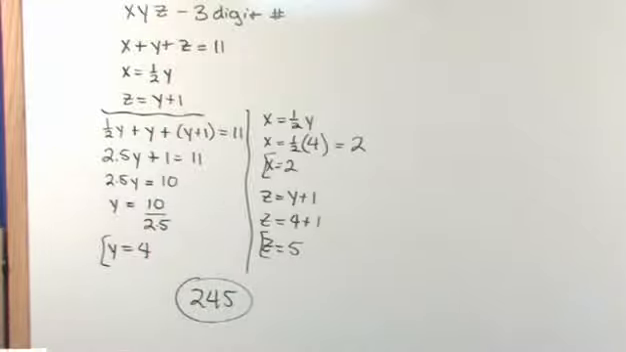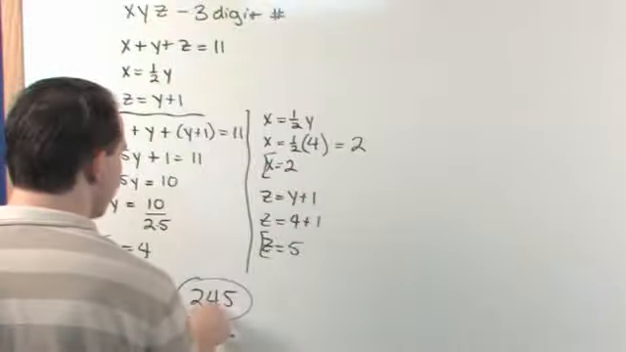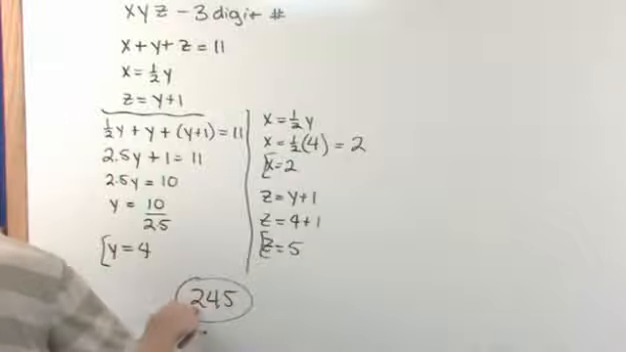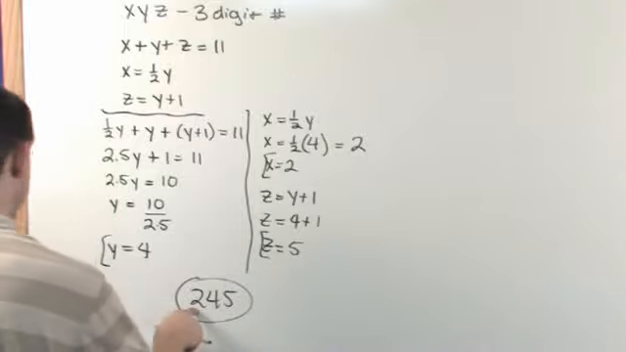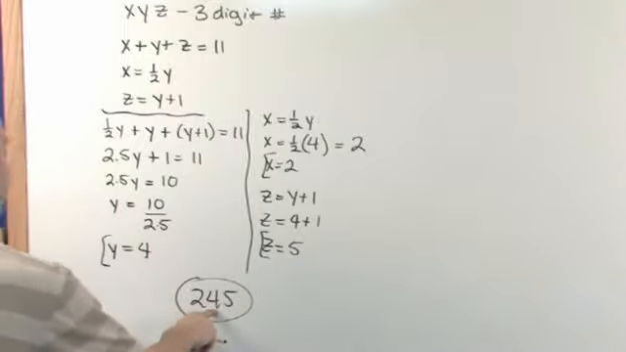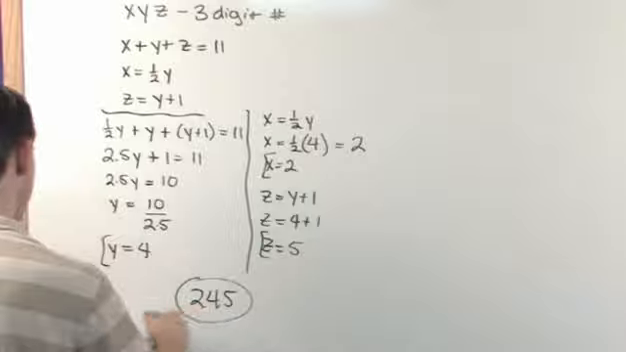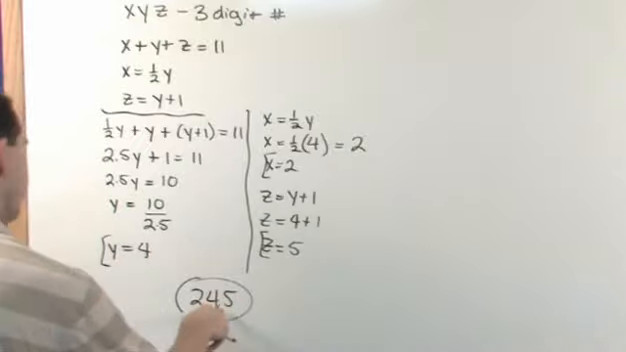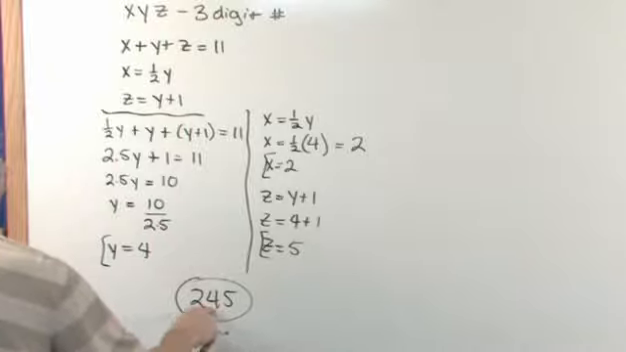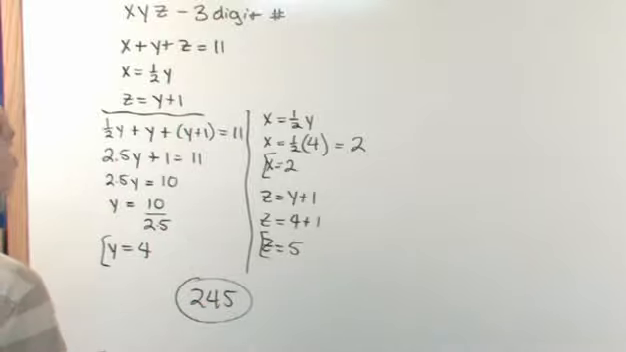And let's just make sure that it makes sense. Let's check it. The sum of the digits must be equal to 11. 4 plus 5 is 9, plus 2 more gives you 11, so that's right. And the next thing is, the hundreds digit here is 1/2 of the tens digit, which is right. 2 is 1/2 of 4. And the ones digit, which is this one, is 1 more than the tens digit. 5 is 1 more than 4, so you get the answer there.